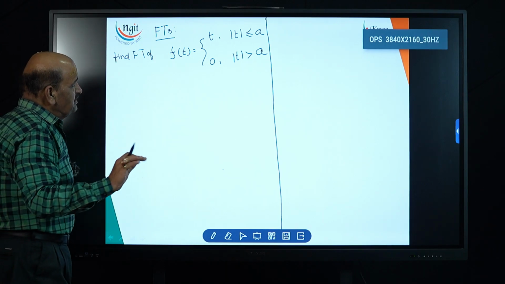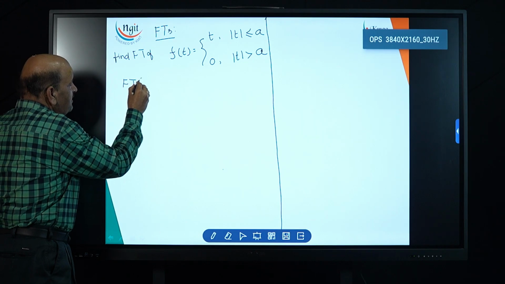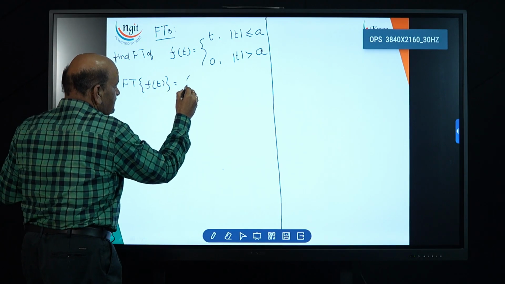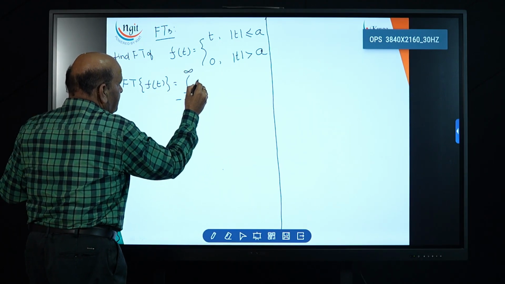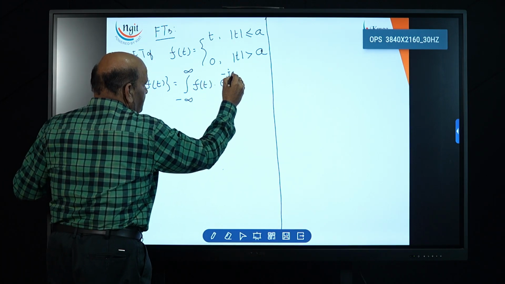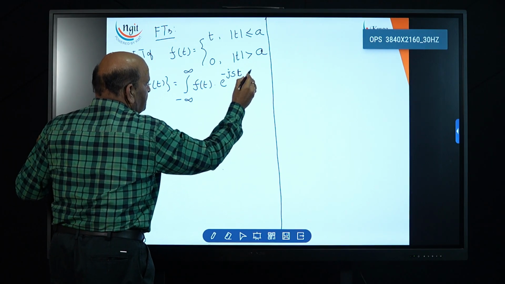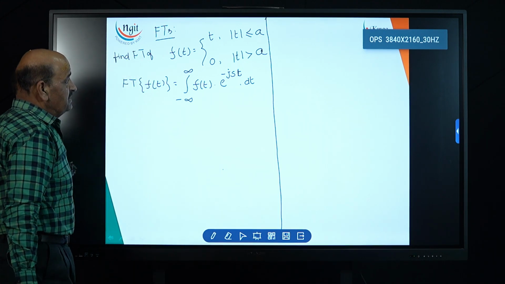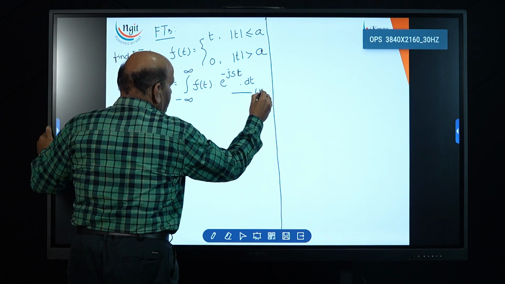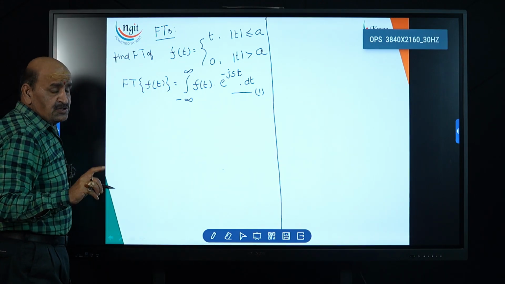Now, first, this is the given. The Fourier transformation of any signal or function is equal to the integral from minus infinity to infinity of f of t into e power minus j s t dt. This is the first formula of Fourier transformation.